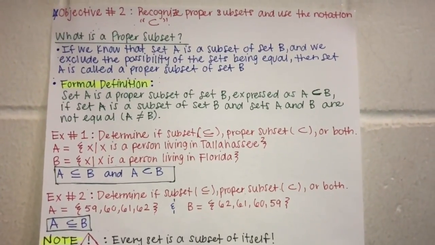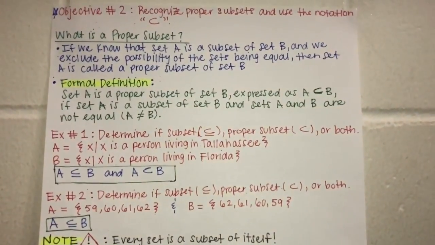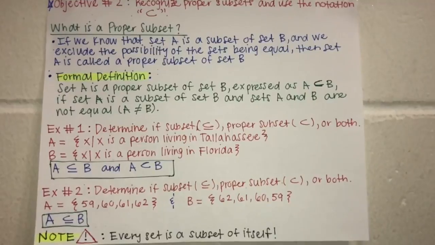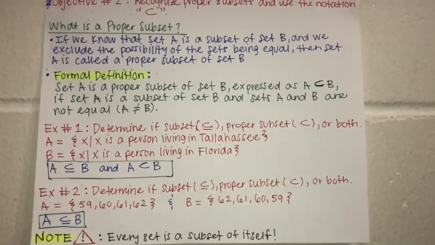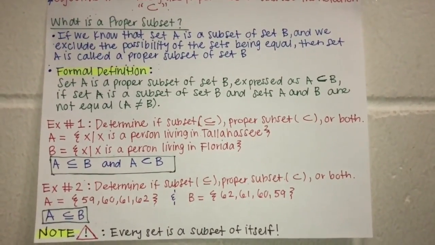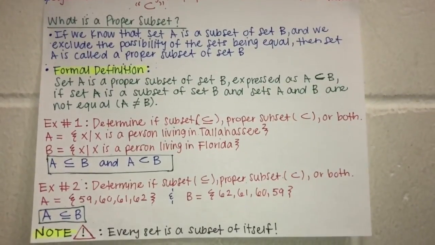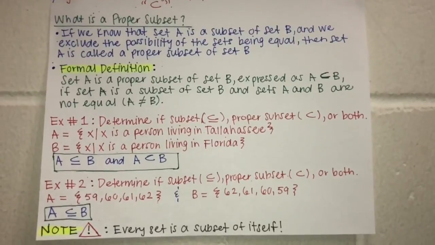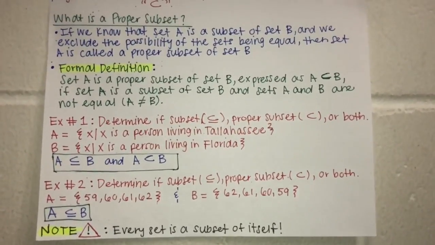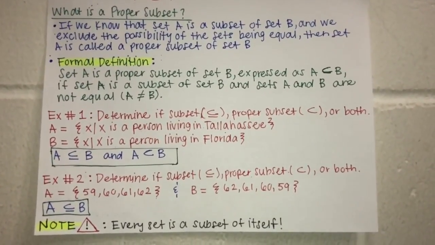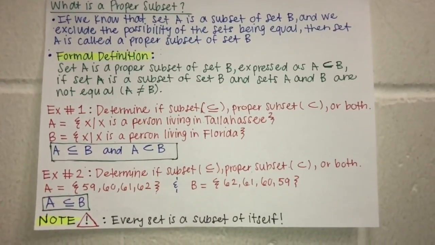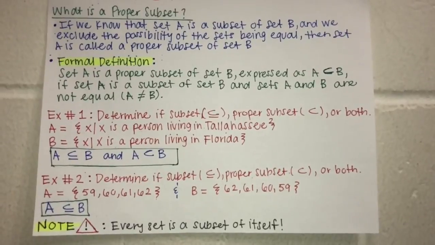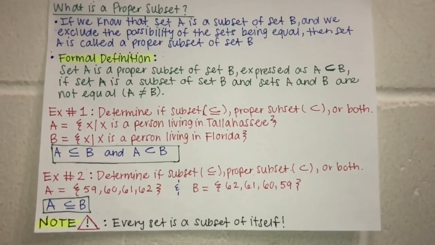Objective 2 of section 2.2 is to recognize proper subsets in the use of notation. What is a proper subset? If we know that set A is a subset of set B and we exclude the possibility of the sets being equal, then set A is called a proper subset of set B. The formal definition states, set A is a proper subset of set B, expressed as A ⊂ B, if set A is a subset of set B and sets A and B are not equal.